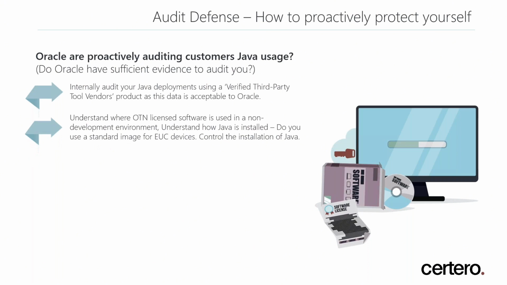Understand where your OTN licensed software is used in a non-development environment. So this is production, DR, end user compute devices. A lot of customers today don't even know what versions they're running and where. And under audit terms, this is what could easily catch someone out. You know, do you use a standard image? I've seen this on a few customers where they just roll out, you know, a new image on a laptop or a server, and it has Java installed.